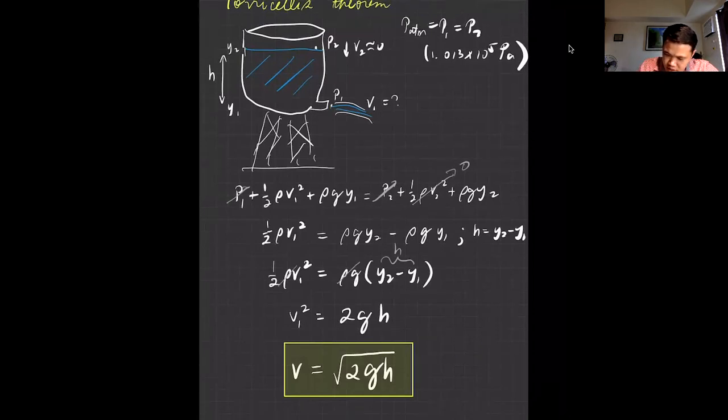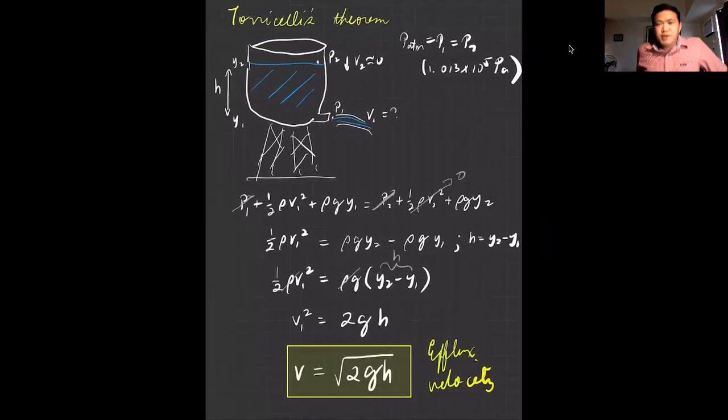So this is your efflux velocity. Basically, the speed of the water in a piping or in a water tank depends on the height. Look at this, the square root of the height. So if your height is low, the velocity of the water is low.